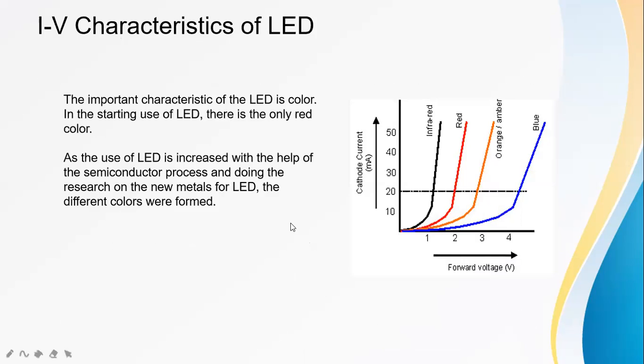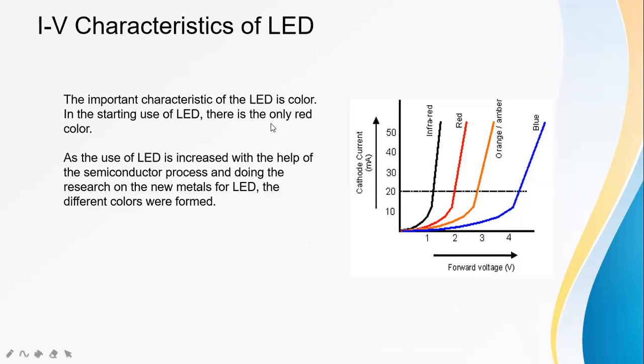Characteristics of LED. See here, different colors depend on the different semiconductor materials and their dopant levels. That means mainly the wavelength of radiation. And the cathode current increases when the forward voltage is increased.